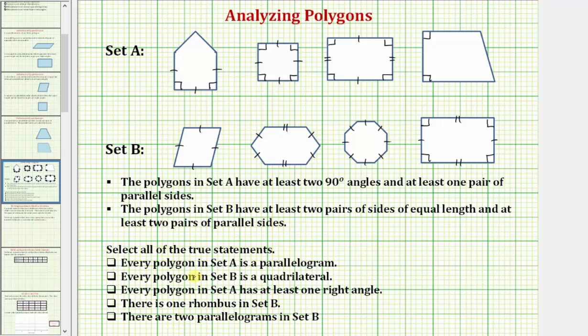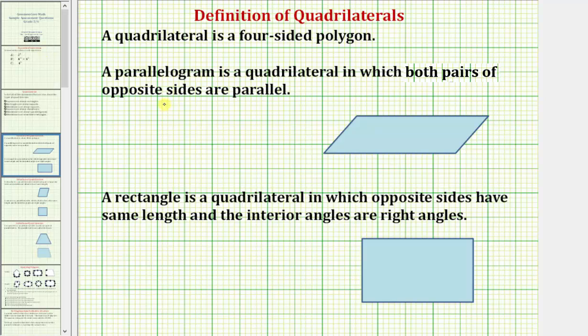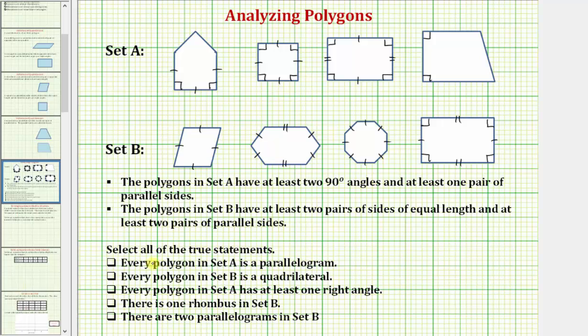So first, every polygon in set A is a parallelogram. Let's review the definition of a parallelogram. A parallelogram is a quadrilateral in which both pairs of opposite sides are parallel, as we see pictured here. So because a parallelogram must be a quadrilateral, this first statement is not going to be true because notice how this first polygon has 5 sides, and therefore it's a pentagon.